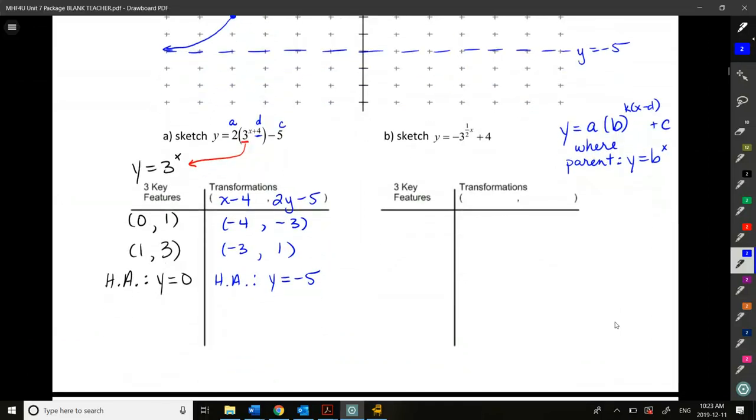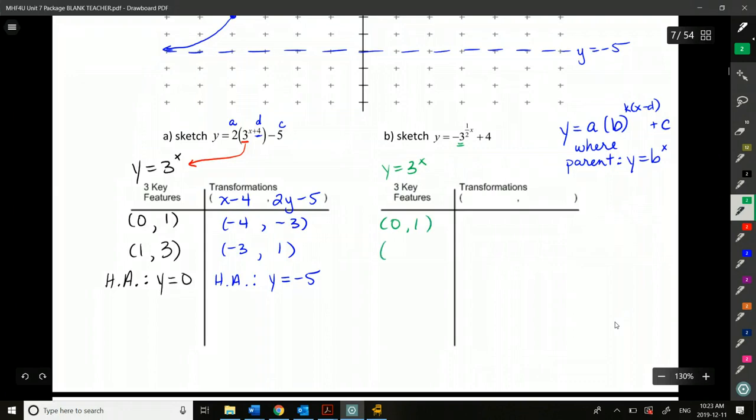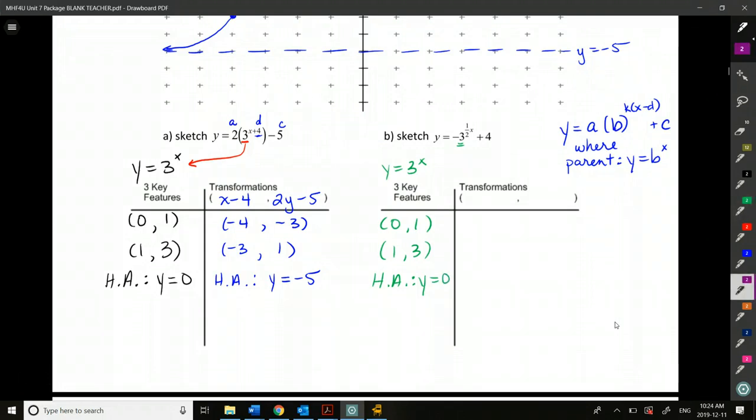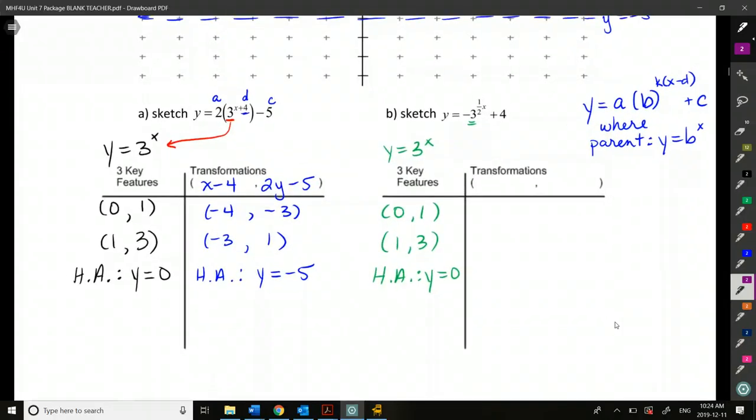Okay, and then the parent function for this guy is also y equals 3 to the x, so we're going to use the same 3 key features to transform here. Could someone identify a KDC for us in our second equation? Jonathan? A equals 0 because there's nothing from the 3. K equals 1/2. There is no D value, and C equals 4.